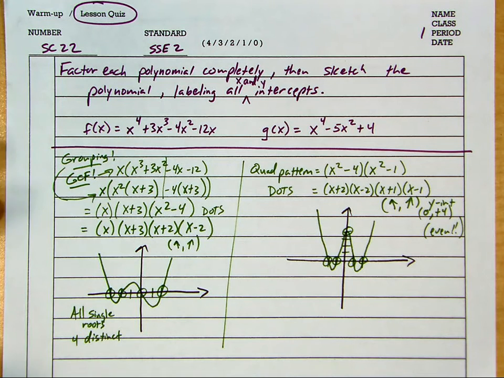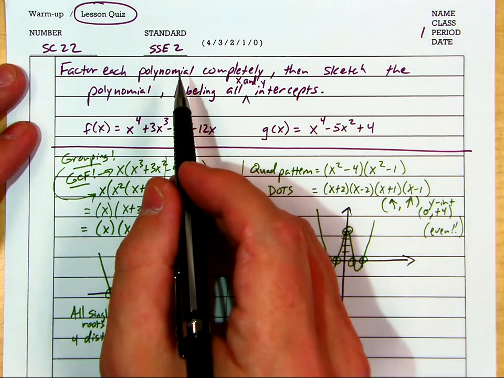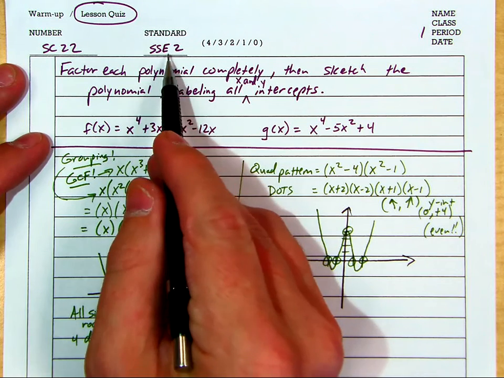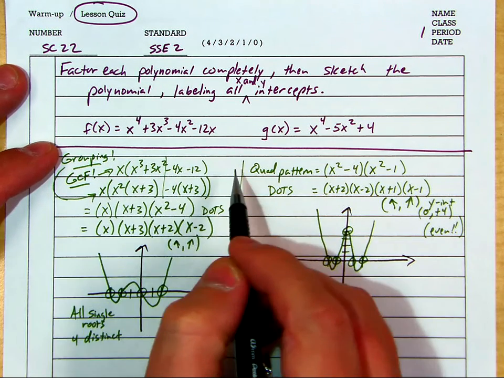Alright, here's the quick explanation to go along with Spot Check 22. It was a lesson quiz given to first period last Friday. It's on standard SSE. Have to factor these completely and then sketch. So there's two different techniques going on here.